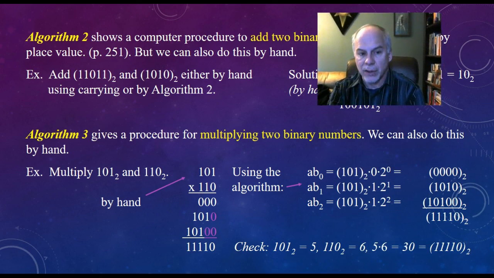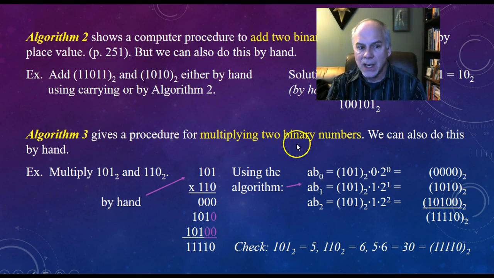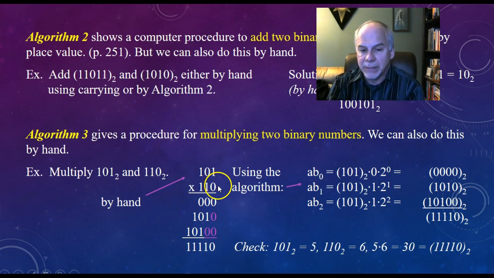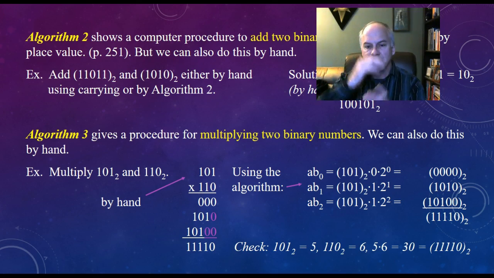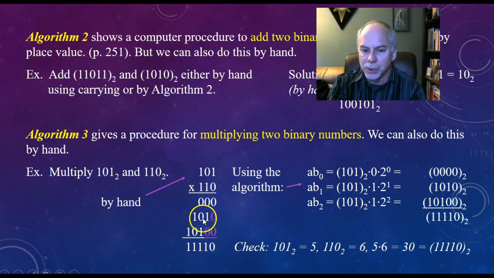Okay? Now, Algorithm 3 gives a procedure for multiplying two binary numbers. Now, we can also do this by hand. So let's suppose we were multiplying 101 base 2 and 110 base 2. Okay? Now, if you're doing it by hand, it would be similar to the algorithm we use since grade school. How do you multiply a number times a number? Well, you'd go 0 times each of those digits, which is 000, and then 1 times each of those, which is 101, but you'd move it over one space.